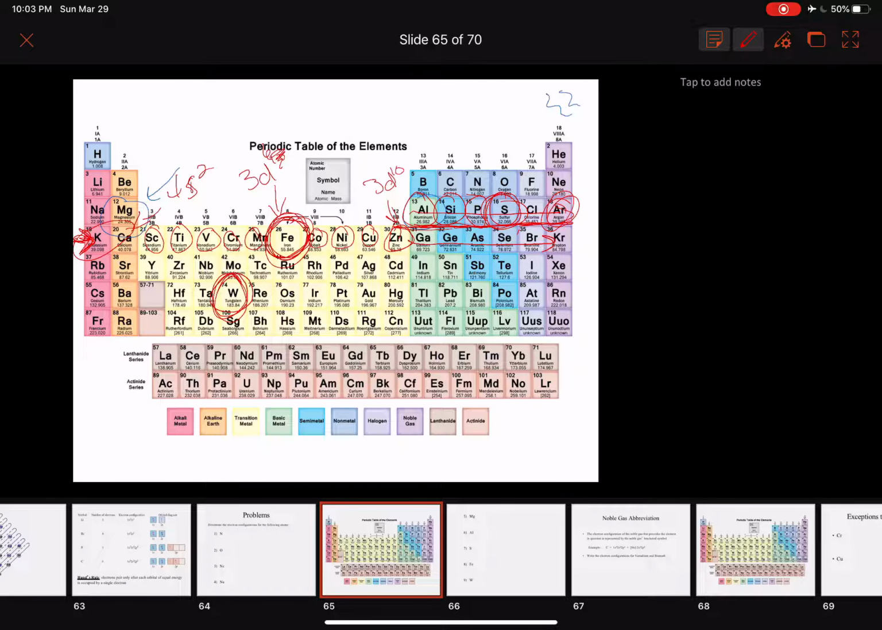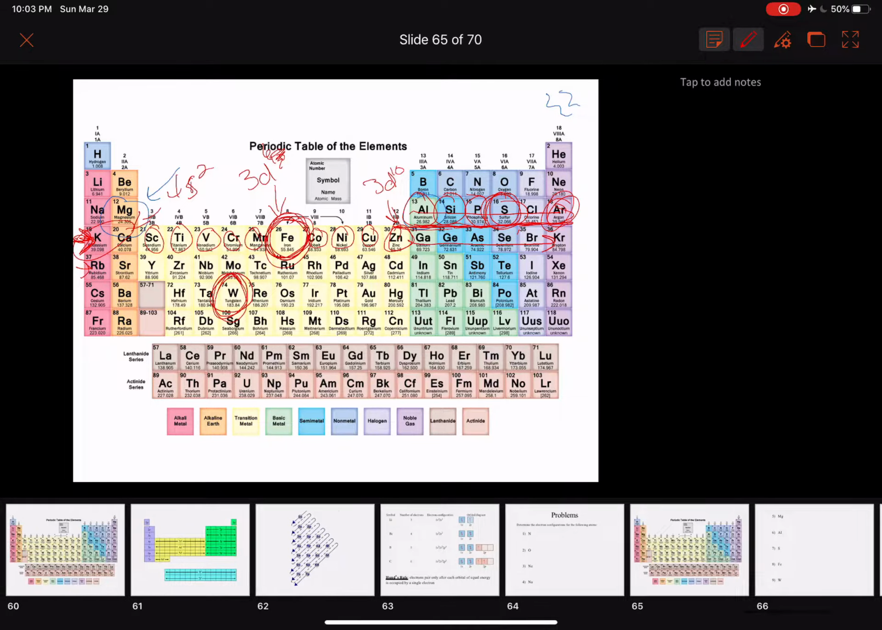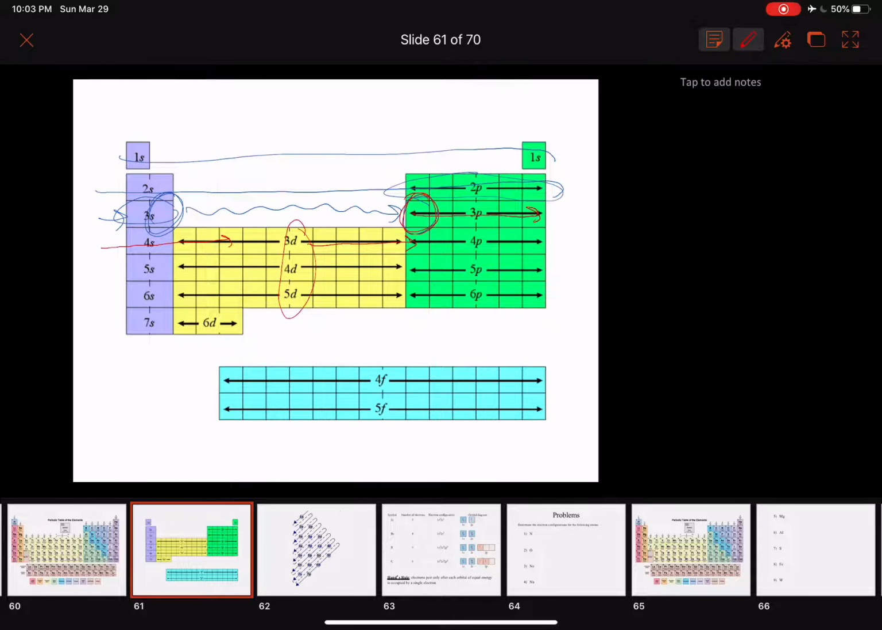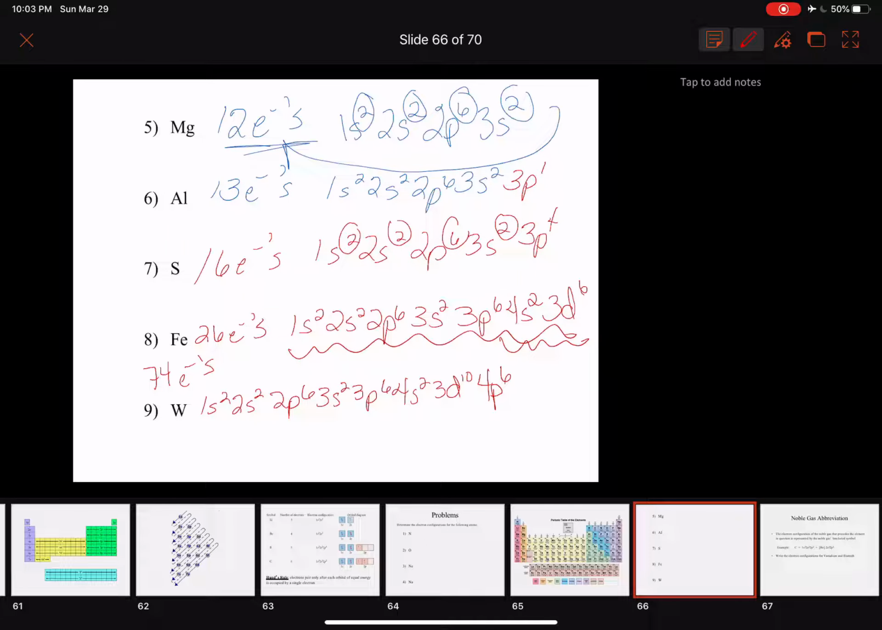Now we've got more to go, so we're going to go back down here, and we're in the 5s there. You can see we are right here, 5s. And how many electrons can go in an s orbital? 2, that's right. So we're going to do 5s2. Now the 5s is full, and we still haven't got to tungsten yet.